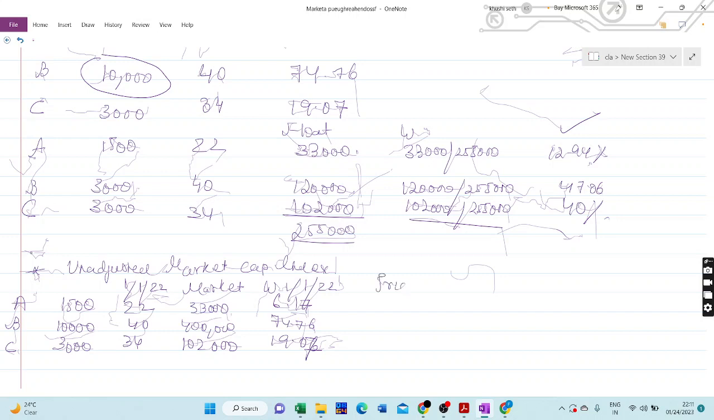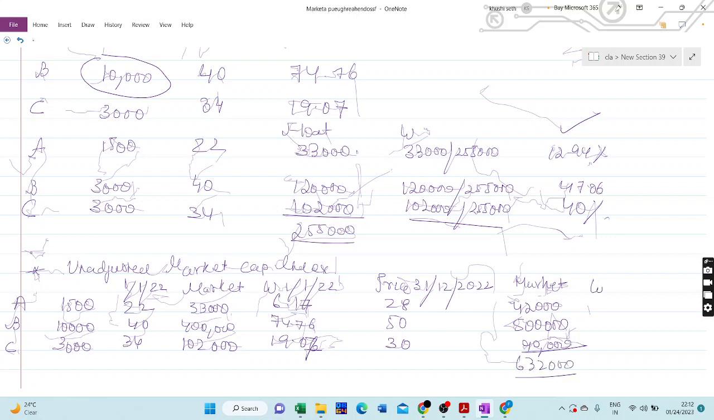So, and the price on 31st December 2022 was how much? 28, 50 and 30. Okay. So what would be the market cap on 31st December? 28 into 1500, 42,000; 50 into 10,000, 5 lakh; and 3,000 into 30, 90,000. So sum this up, how much do you get? 5 lakh plus 42,000 plus 90,000, 6 lakh 32,000.